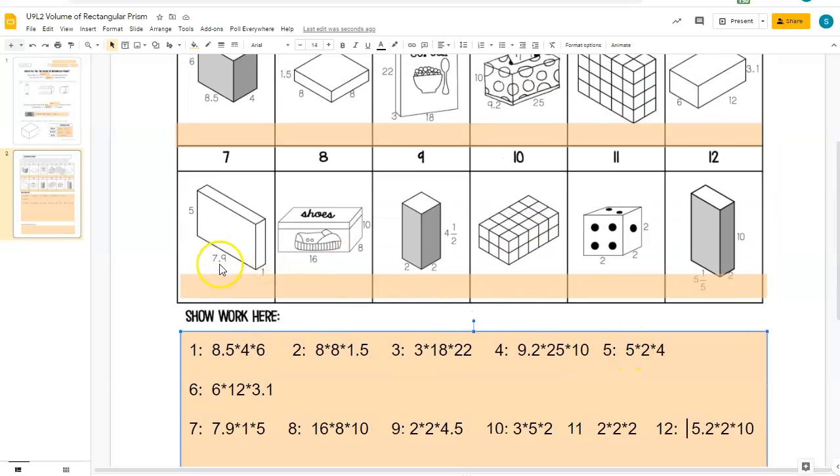But that only worked because the base was a rectangle. So otherwise we're going to have to figure out how to find the area of that base. So there's not a whole lot to this, but we will see how it gets more complicated as we make our shapes a little bit more complicated.